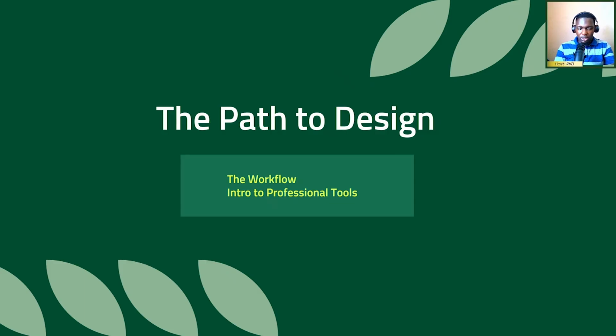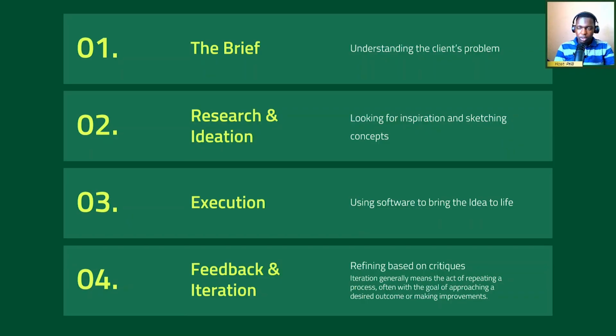The path to design. Here we are going to look at the workflow and intro to some professional tools. But the intro to professional tools will be done in the next lesson. That will be in lesson 4, where we delve into professional tools like Photoshop. Okay, so the path to design. In design, we have 4 main steps or processes you need to go through to come out with your design.